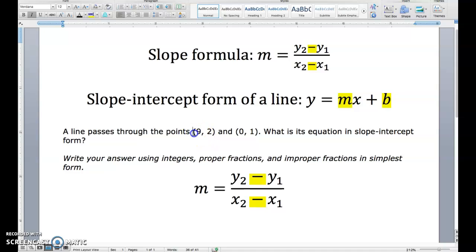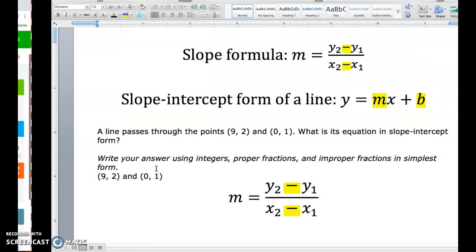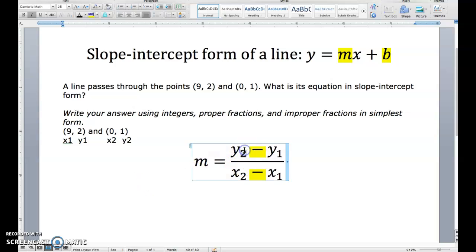So let me do, here are my 2 points. Sorry. 9 is x1, my first x value. 2 is my first y value, so that's y1. 0 is my second x value, so that's x2. 1 is my second y value, so that's y2.